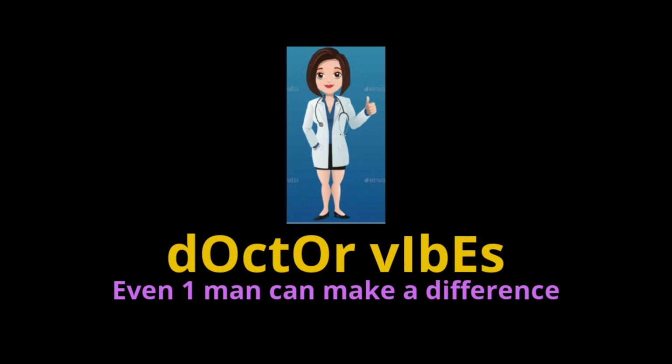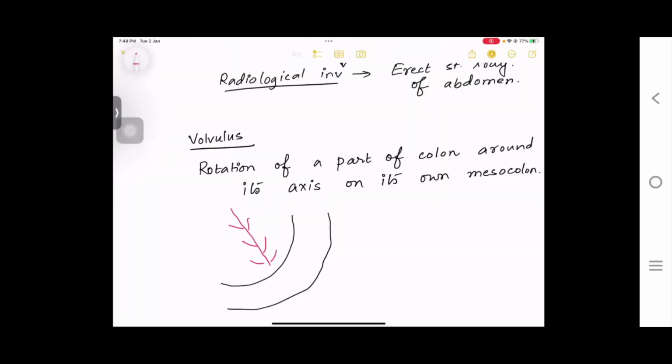In this video, we will study about volvulus. So first, what is volvulus? Volvulus is the rotation of a colon around its own axis and on its own mesocolon.